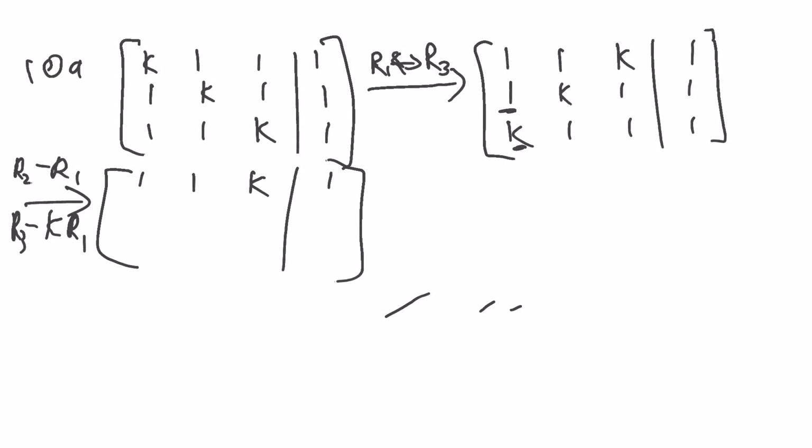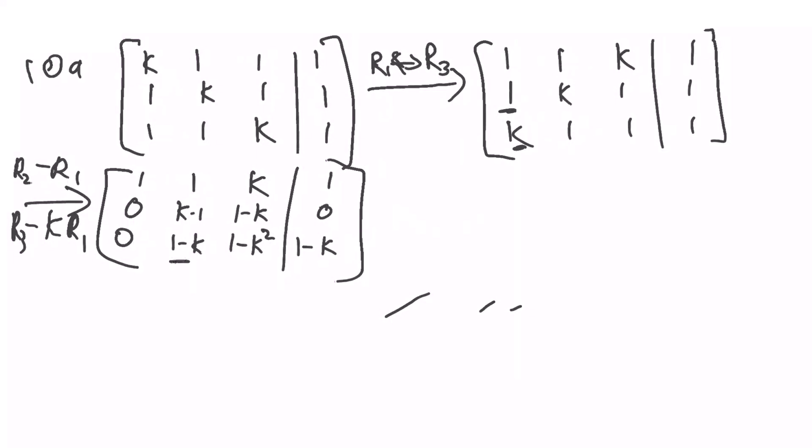Penny made a good point on the discussion board that you need to be careful that you don't divide by k at any point, because k could be 0. So this is 0, this is k minus 1, this is 1 minus k, and that is 0. And this is 0, then 1 minus k, and then 1 minus k squared, and then this is going to be 1 minus k.